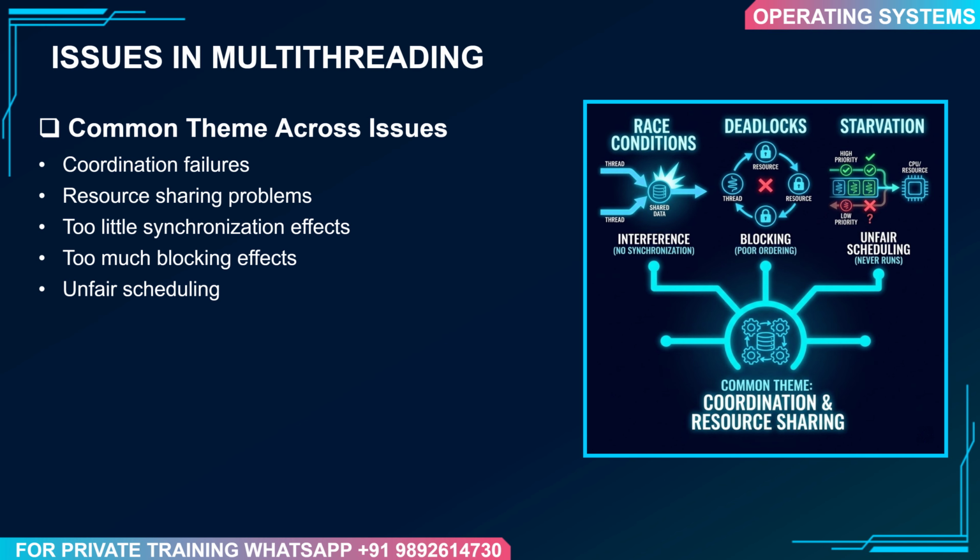They are all problems of coordination and resource sharing. Multi-threading makes programs faster and more responsive, but it also forces us to think carefully about how threads interact. Without proper synchronization, threads interfere with each other. With too much synchronization or poor ordering, threads block each other. With unfair scheduling, some threads never get a chance to run.